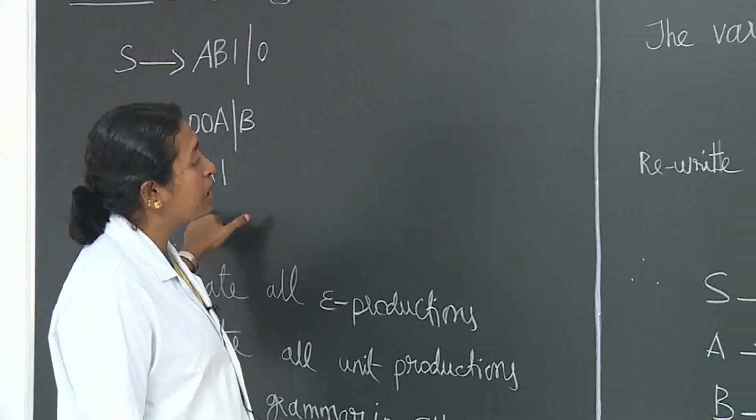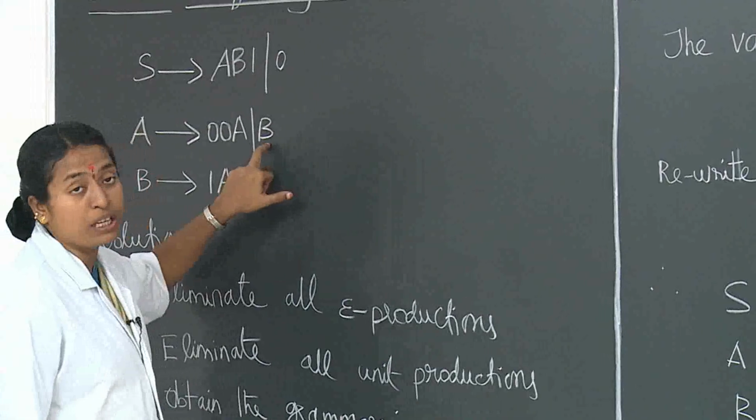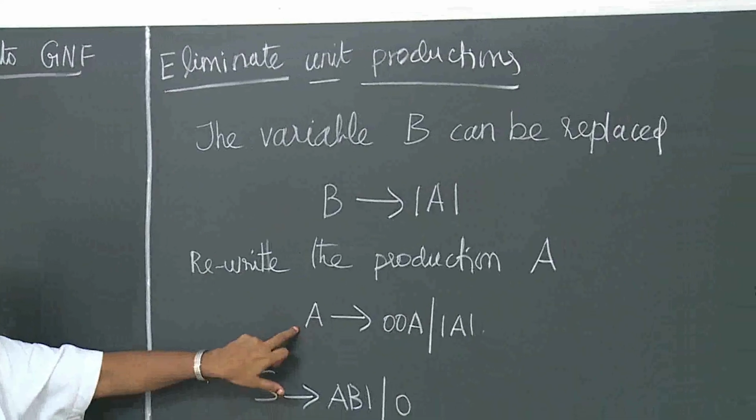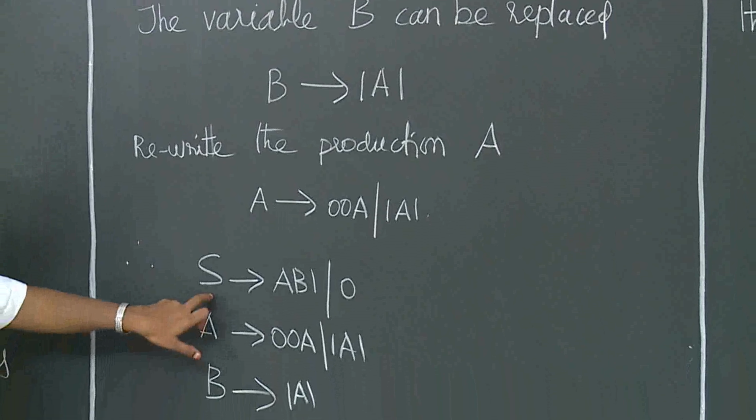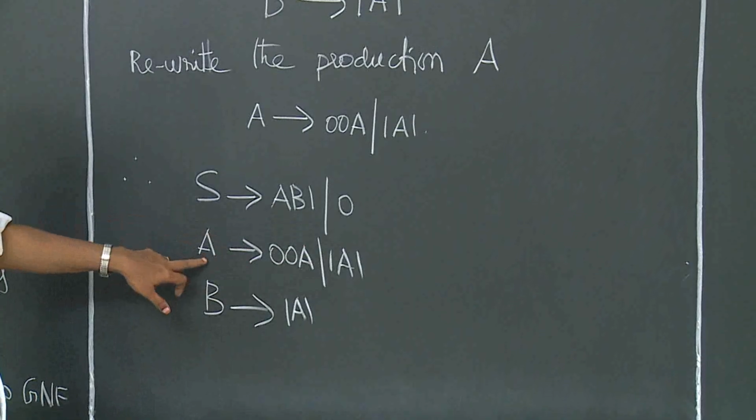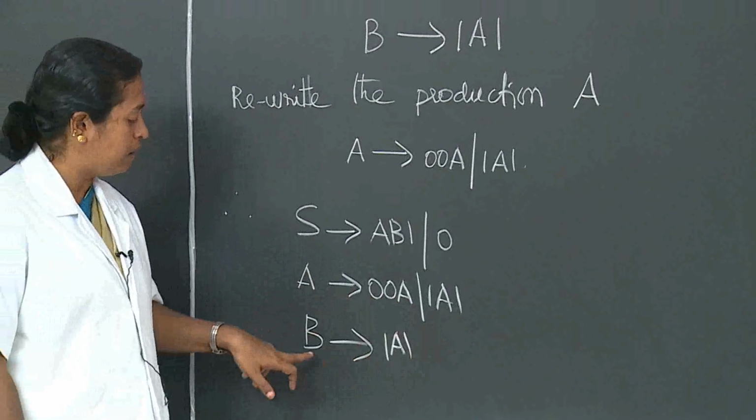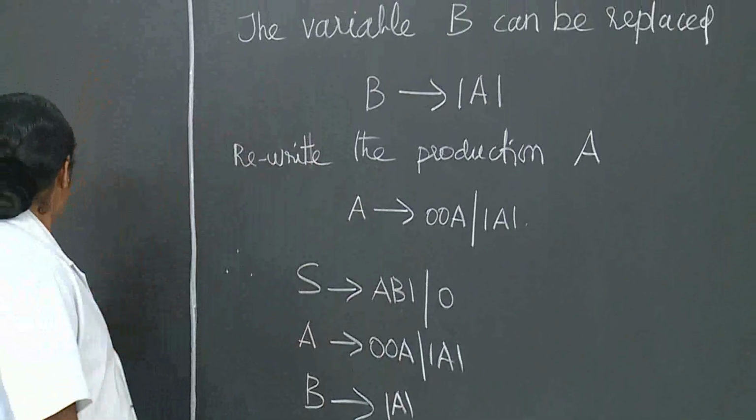How we are going to eliminate it means we are going to replace this B by 1A1. So after substituting this, we will get the grammar in this format. S tends to AB1 or 0, A tends to 00A. Instead of B we have replaced 1A1, and B again 1A1. The second step is over.